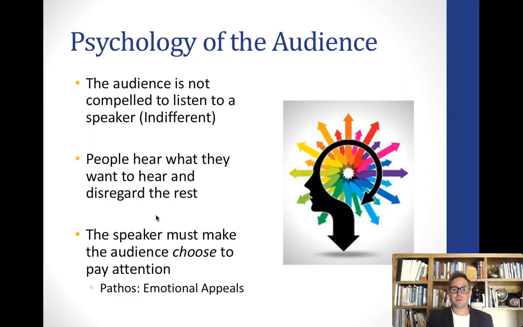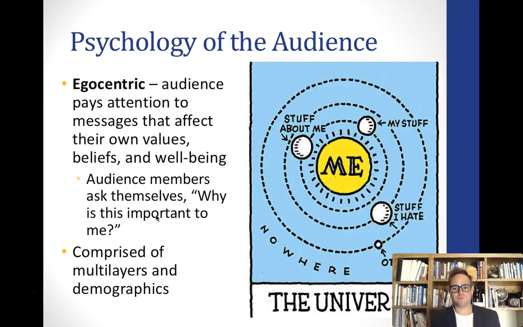Most audience members are egocentric in terms of they're really only there to listen to information that's going to benefit them or to help them. And so we have to be able to communicate that. So really it's our job as speakers to communicate in a way that makes the audience invest their time and their attention into what we have to say. And so, one way we do this is through emotional appeals. Okay, so the audience is going to be egocentric, and this is where an audience pays attention to messages that affect their own values, beliefs, and well-beings.